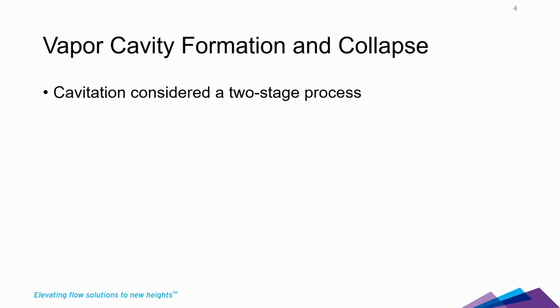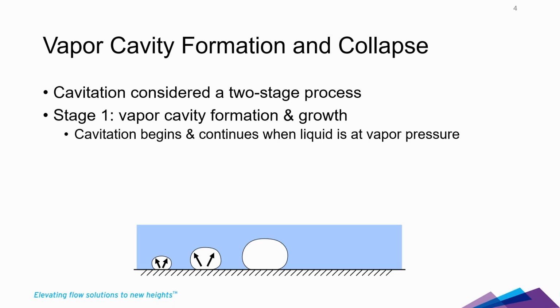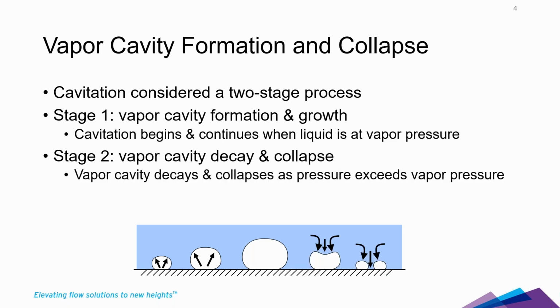It's essentially a two-stage process. So first off, once the pressure reaches vapor pressure in your fluid, your vapor cavities are going to start growing. So your bubbles get larger and larger and larger the longer that your system is at vapor pressure. The second step is that vapor volume is going to begin to decay, and then eventually it'll collapse, and that's where it pops, and it can cause a really large pressure surge in your system.